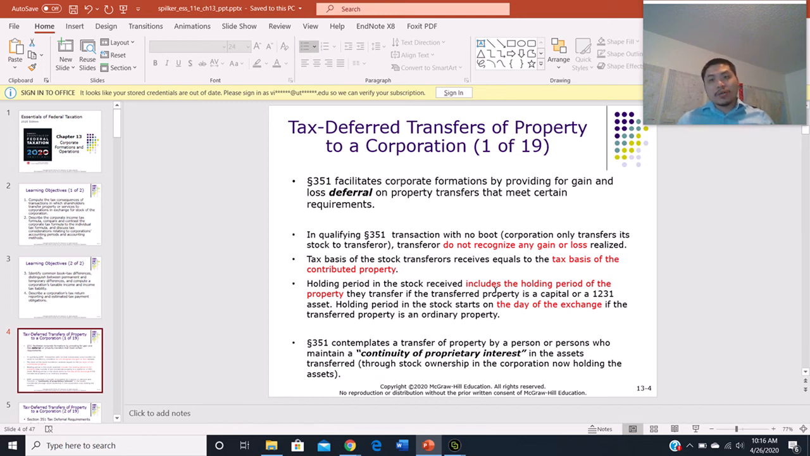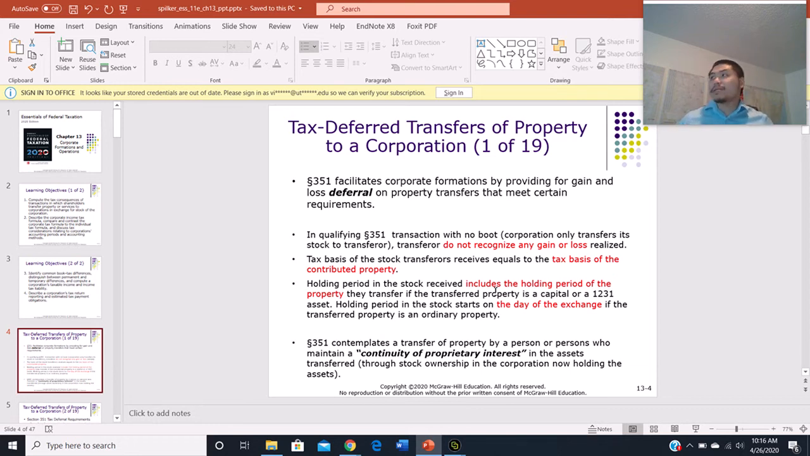And remember that what we talk about here is the pure transaction, right? I give the corporation my properties, and I receive a share. So that's the tax basis, and in terms of the holding period, the holding period of the stock that the shareholder received can include the holding period of the property as well, right?